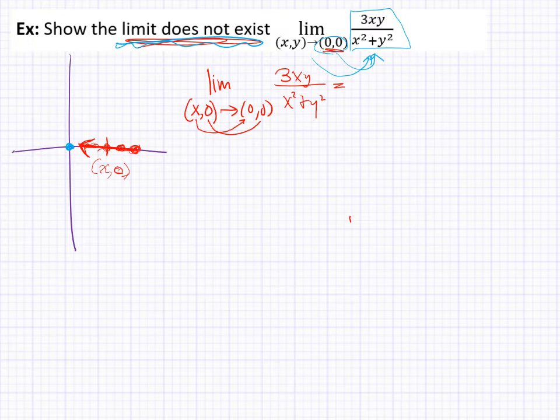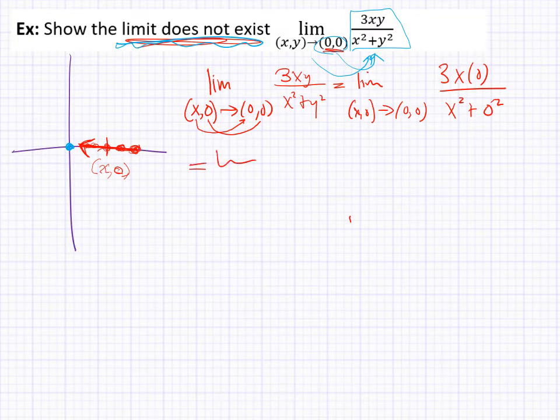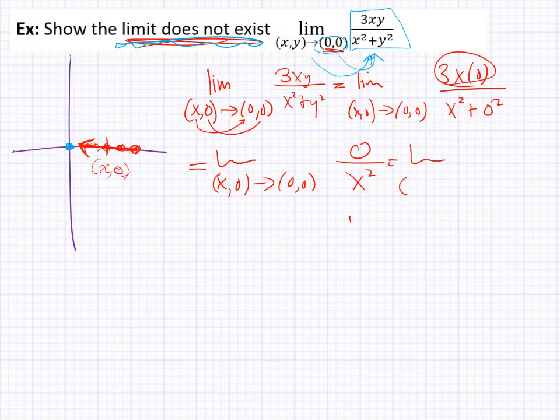I could fill 0 in for y and write this as the limit as x, 0 approaches 0, 0 of 3x times 0 over x squared plus 0 squared, which would ultimately give me 0 over x squared, which would be 0. So I have the limit as x comma 0 approaches 0, 0 of 0, and therefore I really am just taking the limit of a constant, and the limit of that constant would be 0.